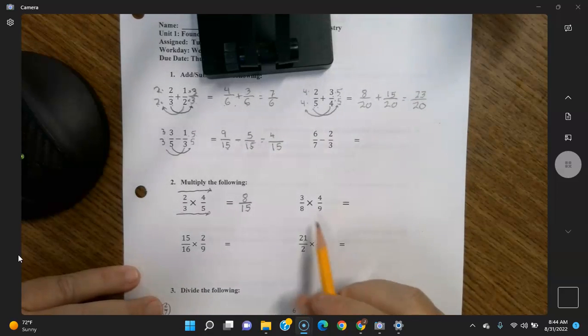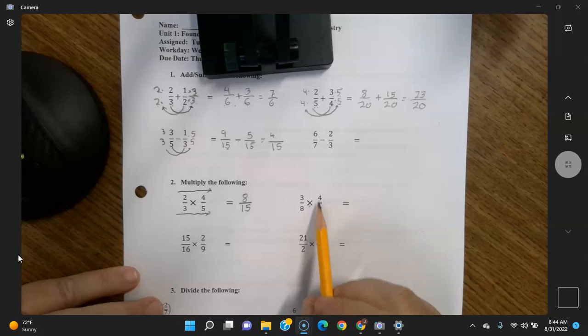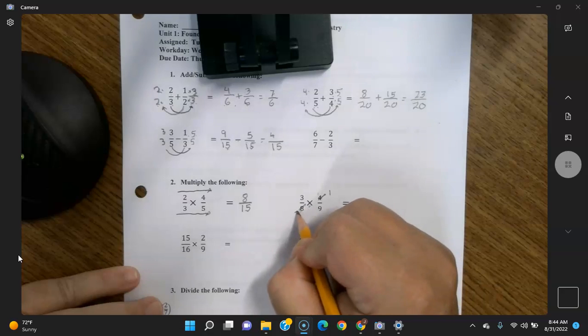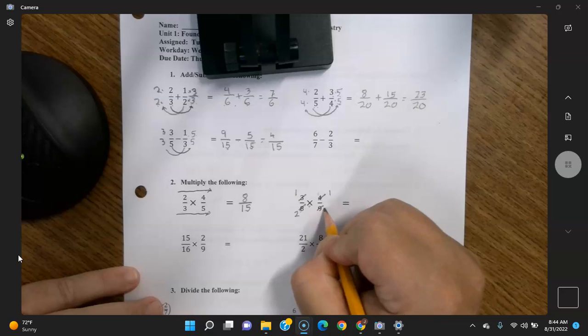Now, if you can, you want to cancel before multiplying. You can cancel across a multiplication sign, a time sign. You cannot cancel across an addition, subtraction, or division sign. But if it's a time sign, you can cancel across it, just like if it were right over the number. So 4 goes into 4 one time, 4 goes into 8 2 times, 3 goes into 3 one time, and 3 goes into 9 3 times.